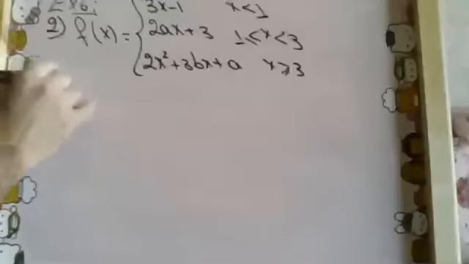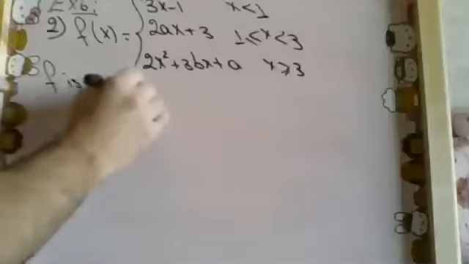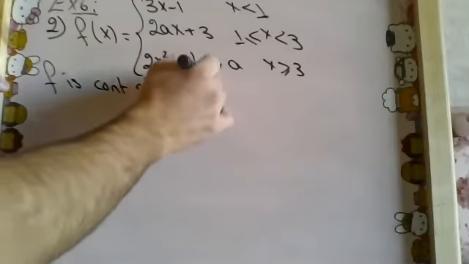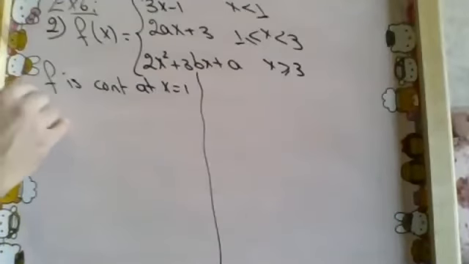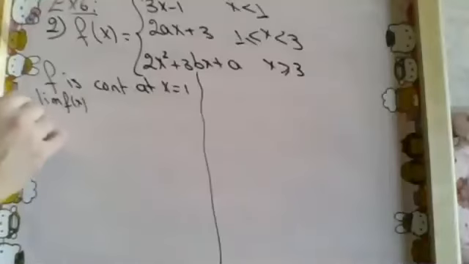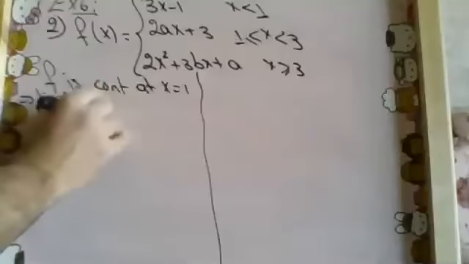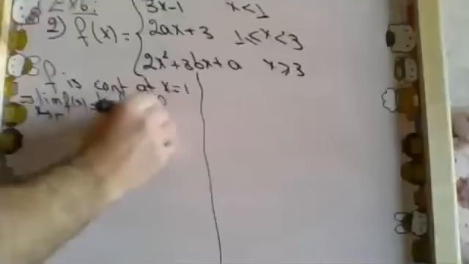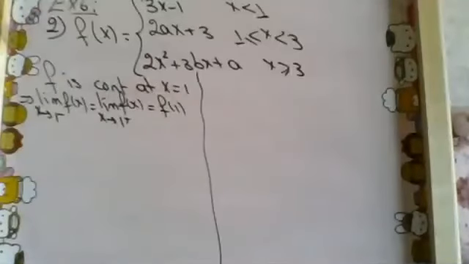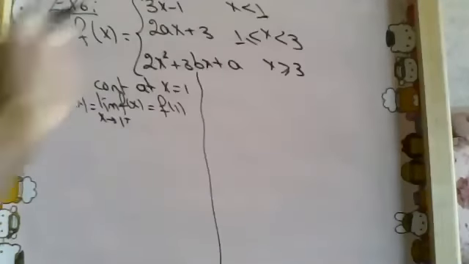F is continuous at x equal 1. So the limit of f of x as x approaches 1 minus is equal to the limit of f of x as x approaches 1 plus, which is equal to f of 1. Right. How do we find the limit as x approaches 1 minus? It is the limit of 3x minus 1.